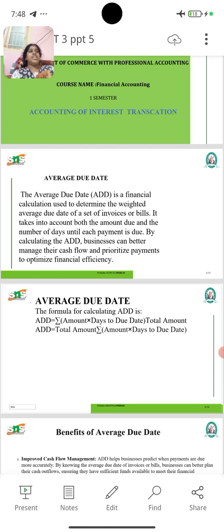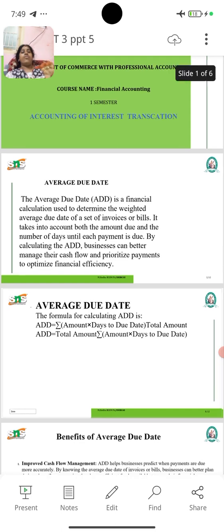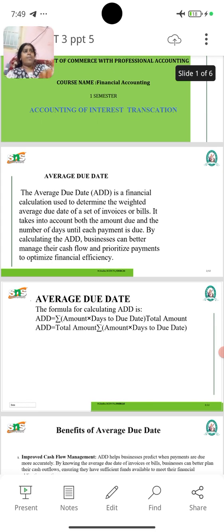List the payments and debts with their due dates. Identify all the payments or debts and their respective due dates. Calculate the number of days from the base date. Choose the base date. While calculating the average due date, first of all, we have to choose the base date. With the base date only, we can calculate other things. For the calculation of the number of days, the base date is a must. So choose the base date and calculate the number of days from the base date to each individual due date.